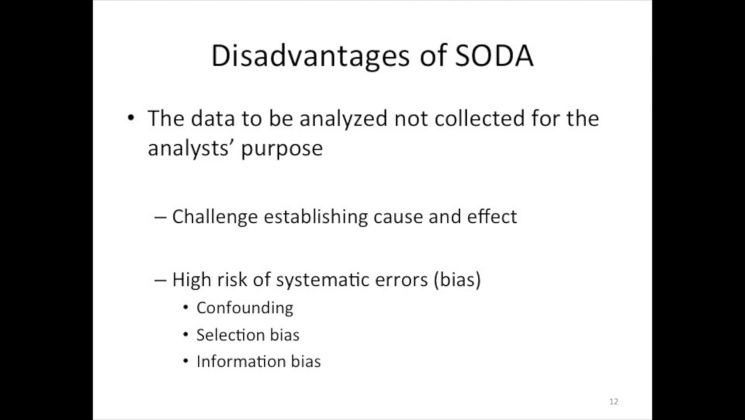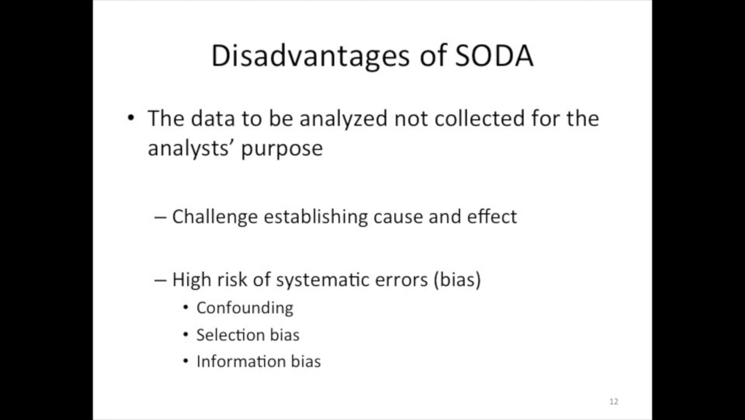Secondary data analysis has some disadvantages. The most important one being that the data were not collected for the purpose of the analyst. This gives a particular challenge in establishing what is a cause and what is the effect in secondary observational data analysis. We are to a greater degree left with studying statistical associations. The reason we cannot establish cause and effect is due to the high risk of systematic errors in our design, called bias.